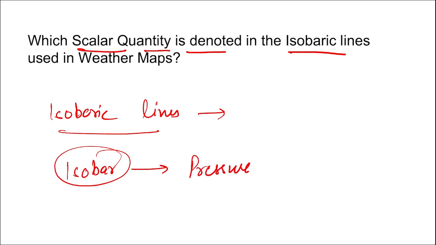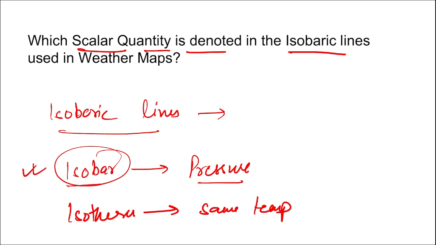Isobar. Then if I ask you, what is isotherm? Isotherm is same temperature. Remember these two. Isobar is for same pressure and isotherm is of same temperature. These two are different but highly important that you should know. Alright. Moving on.